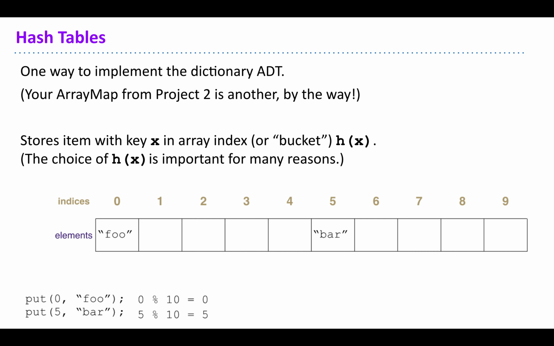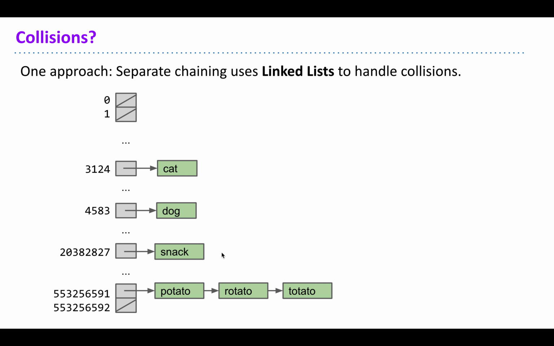So we have to have some way of saying, okay, what if there are 2 things that are going to be at bucket 0? How do I resolve that? And one approach, which is the same approach that was used in the project, is to basically have a linked list at each bucket that keeps track of everything that hashed there.